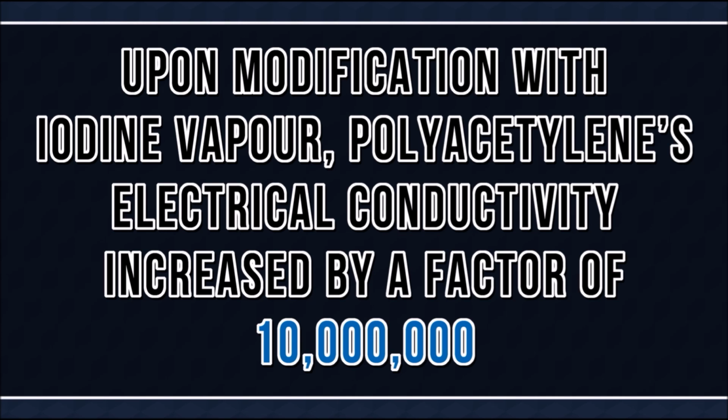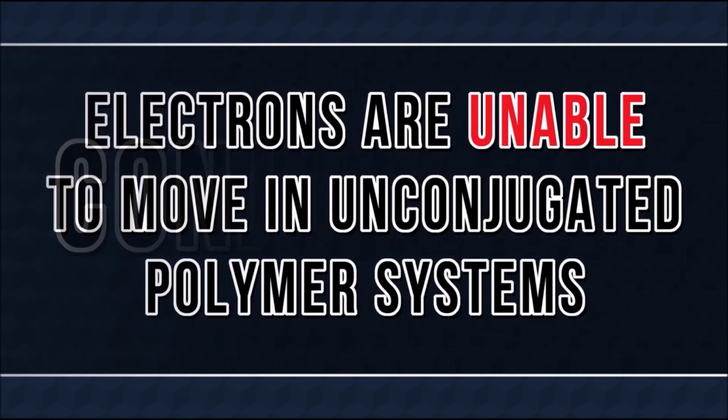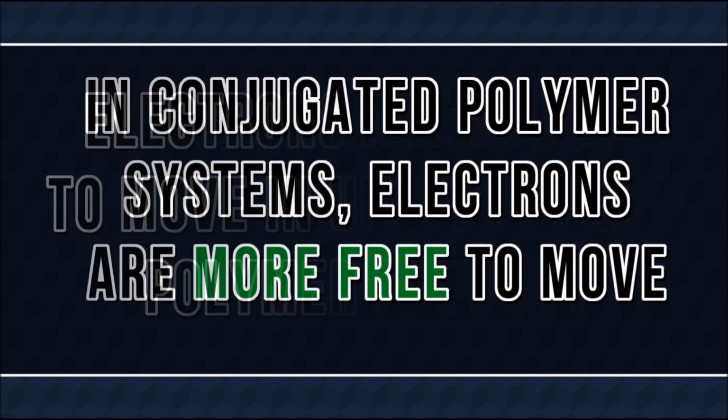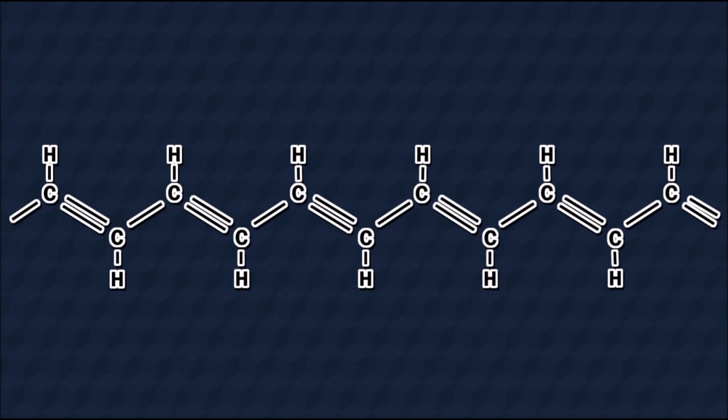Let's take a look at the structure of trans polyacetylene in more detail. The alternating double and single bonds along the polymer chain are the key to its conductive properties. This feature of the polymer is known as conjugation. In a non-conjugated polymer, the electrons are unable to move freely between the atoms in the polymer, as they are localized in bonds or on atoms. However, in a conjugated system, such as polyacetylene, some of the electrons are able to move along the polymer and are delocalized. There are two types of bonding in polyacetylene, sigma bonds and pi bonds.